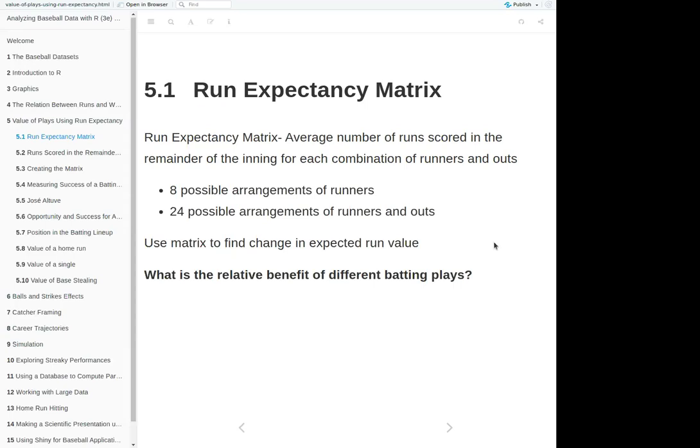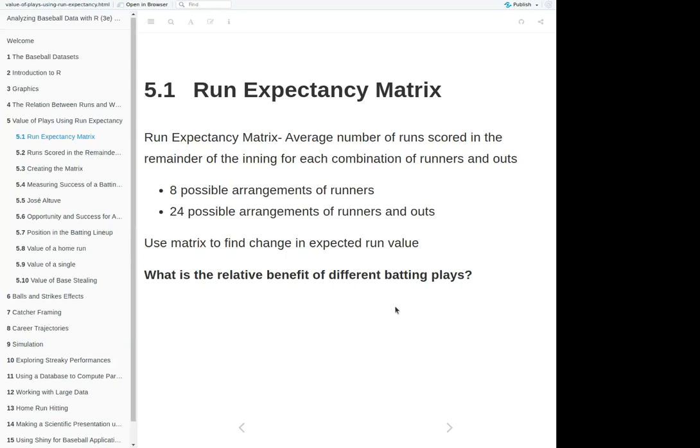So first getting into the run expectancy matrix, this is an average number of runs scored in the remainder of the inning for each combination of runners and outs. So this means there's 8 possible arrangements of runners. We have whether there is or isn't a runner for each base, and we have 24 possible arrangements of runners and outs. And we'll see examples of this as we move forward.